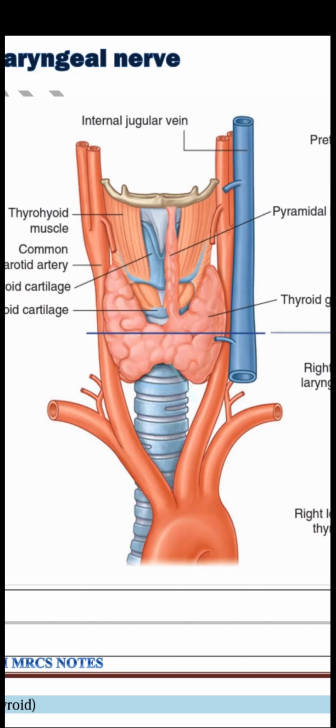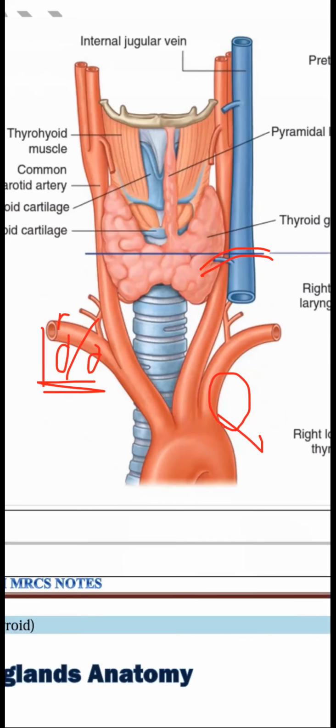Here, we will go for the arterial supply of the thyroid gland. The superior thyroid artery is a branch from the external carotid. The inferior thyroid artery is a branch from the thyrocervical trunk, first part of the subclavian artery. You have another artery, which is found in 10% of the population. This is called the thyroidea ima artery. It arises from the brachiocephalic artery, or may arise from the aorta.